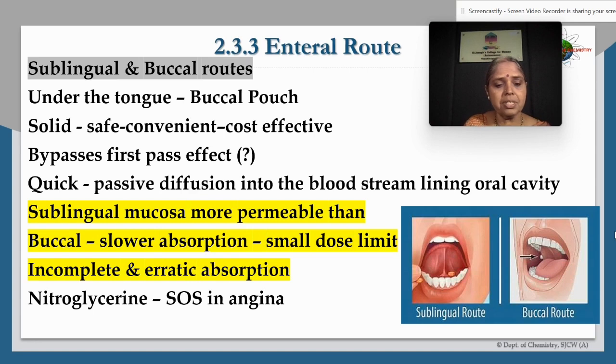We know nitroglycerin is used in times of angina as an SOS drug, savior of the situation. SOS stands for savior of the situation. So nitroglycerin is an SOS drug which is introduced sublingually to a particular patient.